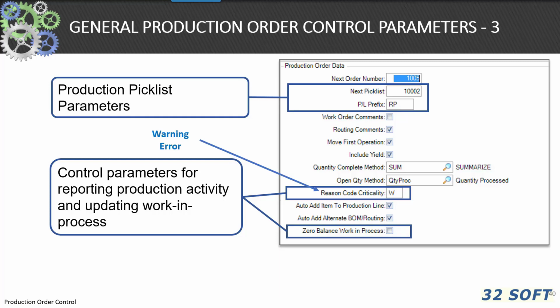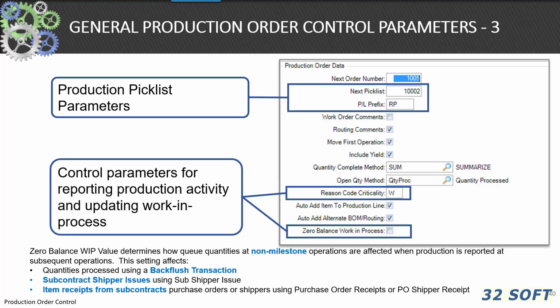You can set the reason code criticality for backflush, whether you want a warning or you want a hard stop on it. And there's this new zero balance, if we all remember from 3.23, the zero balance, delete, and archive. You also have now that same basic functionality within work in process for non-milestone operations in terms of backflush, subcontracting, and purchasing.